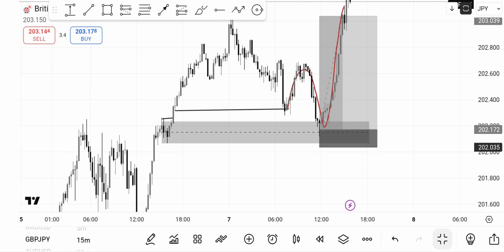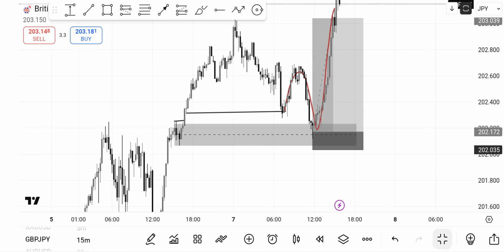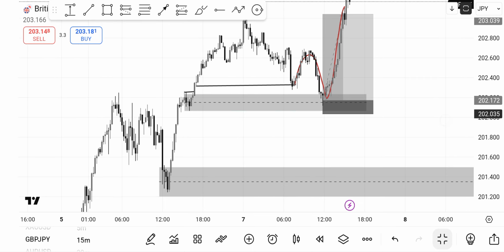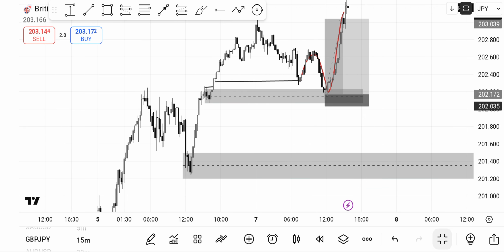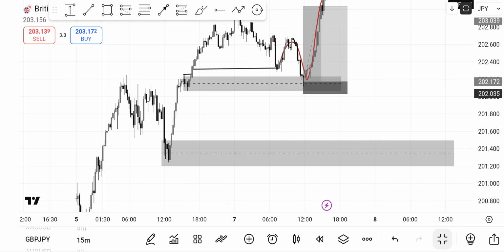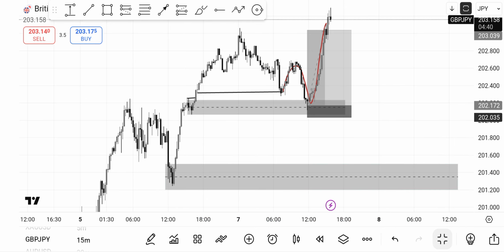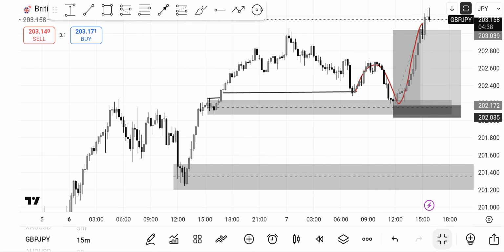But this strategy is very simple and it is very smart. As the word says, it is smart money concepts. So first of all, you have to look for the market direction. This was an uptrend, so I first waited for market here, but it didn't. So when it broke structure, this is a break of structure.